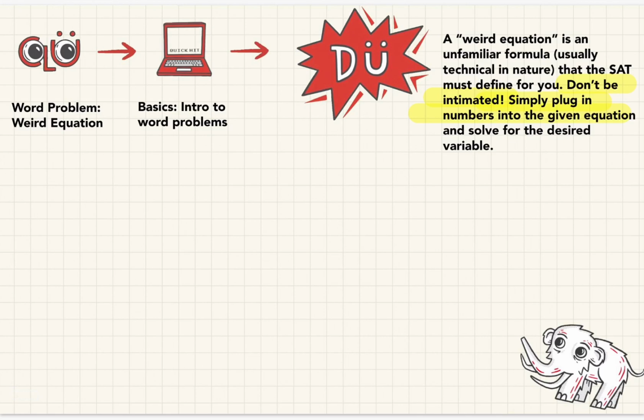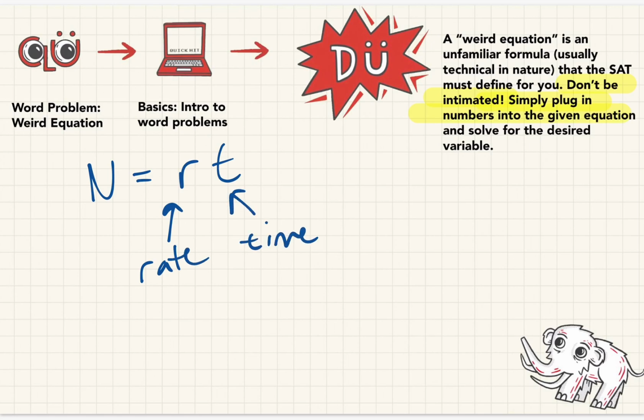But for the time being, I'm going to remember that this original equation is N equals RT, where R is the rate and T is the time. And N is the number of shoppers at any given moment. So now let's go ahead and plug some of these numbers in.